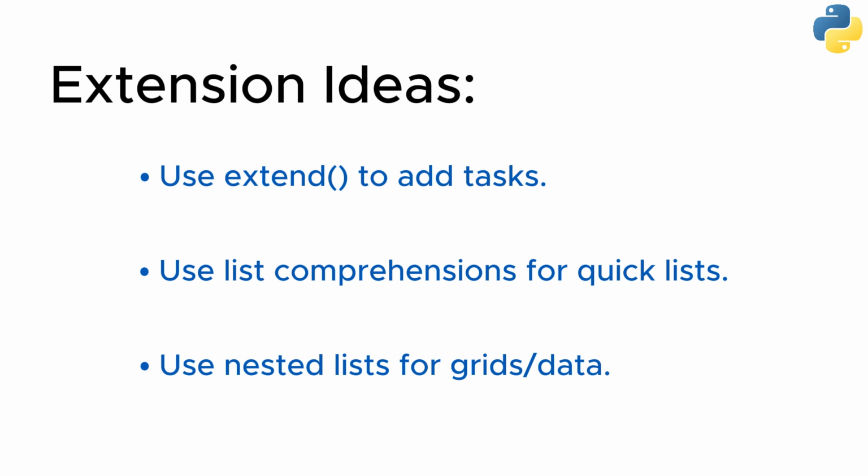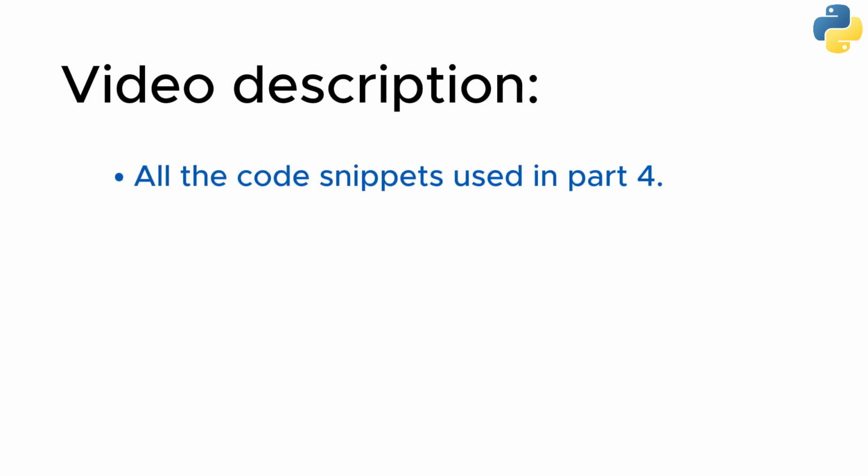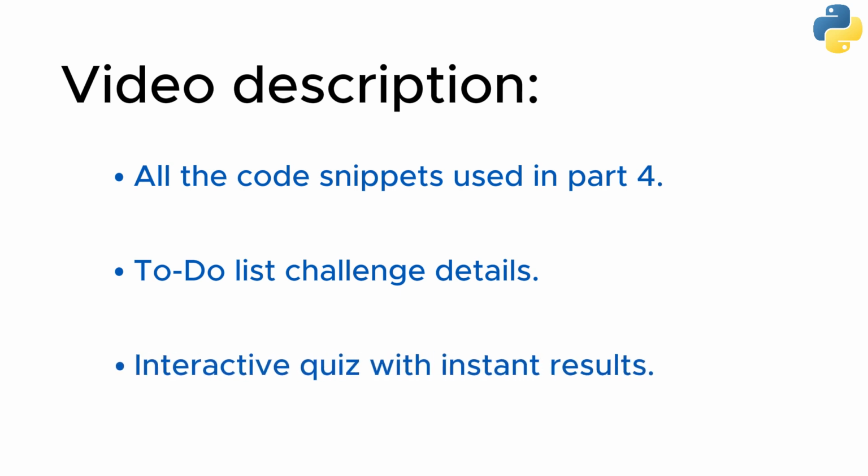Amazing work. You've successfully built your first application using Python lists and applied many of the concepts we learned throughout this series. To help you keep practicing and solidify your knowledge, I've put together some resources for you. Check the video description below for links to all the code snippets used in Part 4, the detailed coding challenge description for extending the to-do list, and an interactive quiz to test your understanding. You can submit it and see your results instantly.